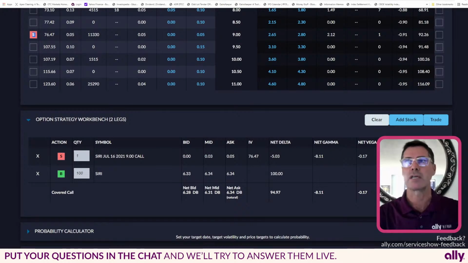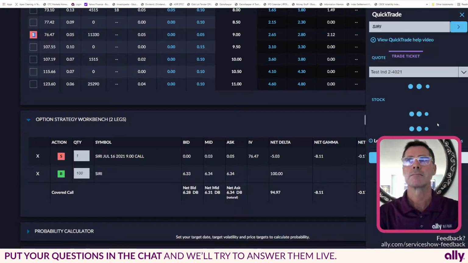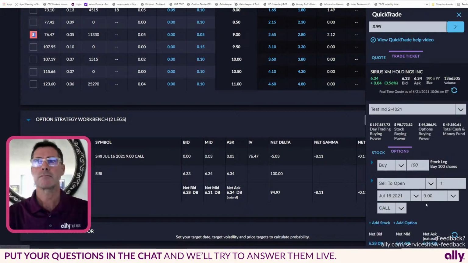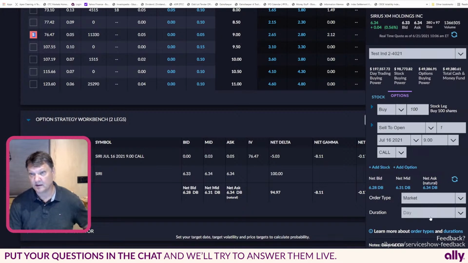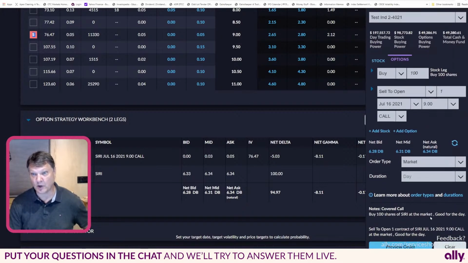So let's see what the trade ticket looks like. Right, and I would highlight here that it's Siri. It's just a test position that we have in the account. It's a $9 stock, so there's not as much premium on it overall, just because of the low price of the underlying stock.